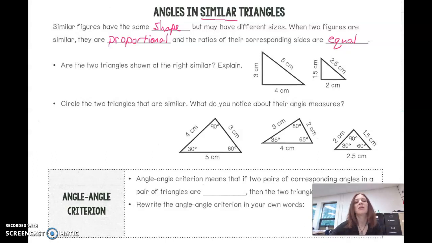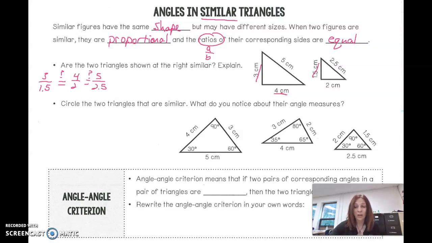So are the two triangles shown at right similar? Explain. Well, ratios, remember, is just a fraction. So if I look and I just say, hey, this was just a translation and dilation here. If I look, I have 3 centimeters compared to 1.5 centimeters. If I do that for all of them, 4 and 2, and 5 and 2.5, what do they all equal? And do they all equal the same thing?